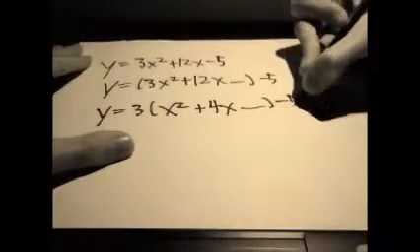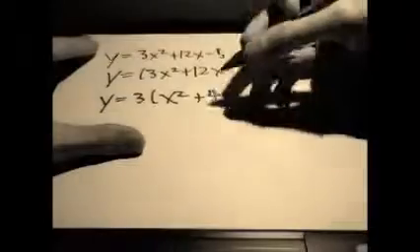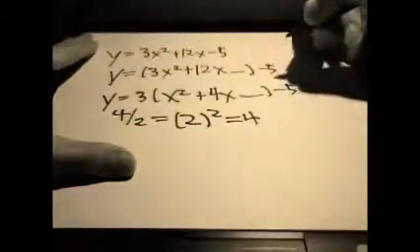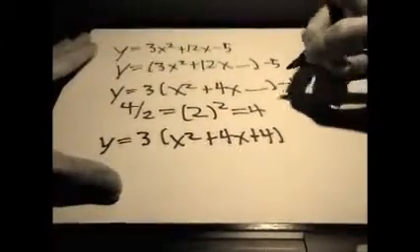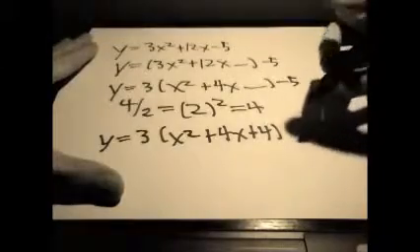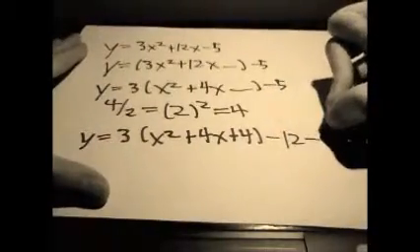Minus 5. Okay. Now we can just continue just like the last equation. We complete the square. So 4 divided by 2 equals 2. 2 squared equals 4. And we enter that into our equation. So y equals 3 times x squared plus 4x plus 4. But unlike last time, we don't subtract 4 because everything in the parentheses here is being multiplied by 3. So instead of subtracting by 4, we have to subtract by 12 because 3 times 4 equals 12. So negative 12 minus 5.